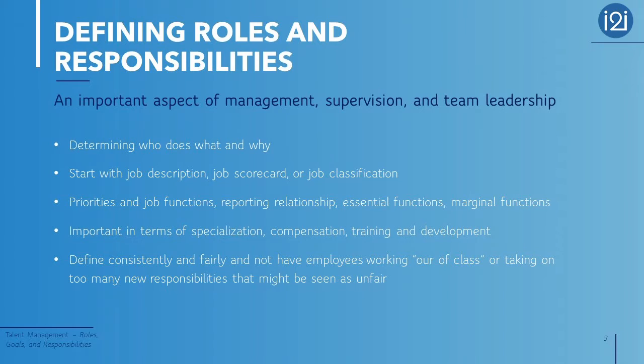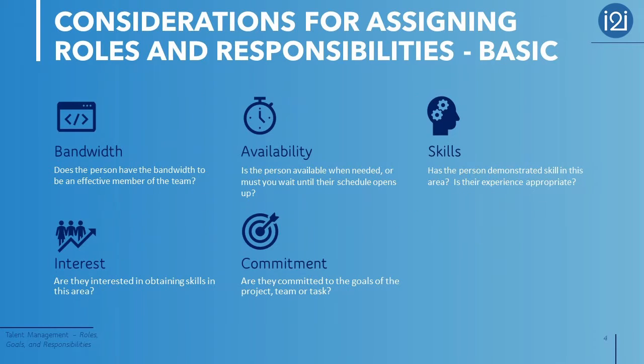However, it is important that the manager or supervisor apply this consistently and fairly, and not have employees working out of class or taking on too many new responsibilities. The process of defining roles and responsibilities is also important when setting up a special team or project or a task. Here are some things to consider when defining roles and responsibilities on the team. It's called the BASIC model.